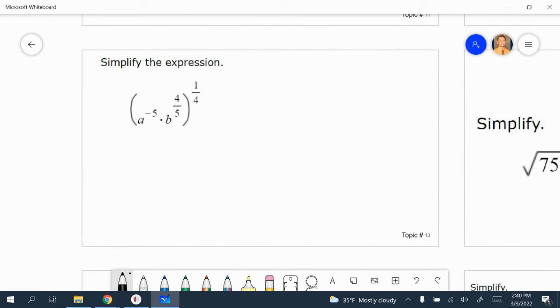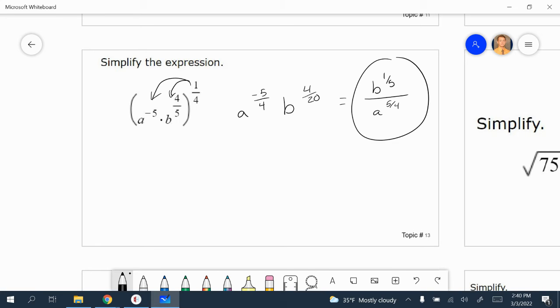Topic number 13, same situation here. It's power of a power. So if I multiply negative 5 times 1/4, because this 1/4 is going to have to go to both of those, we would get negative 5/4, and b would be 4 over 20. And then I'm going to have to rewrite this. I want the a on the bottom, so I can make that a positive exponent. And then b would just be the same thing as 1/5. So that's it for topic 13.